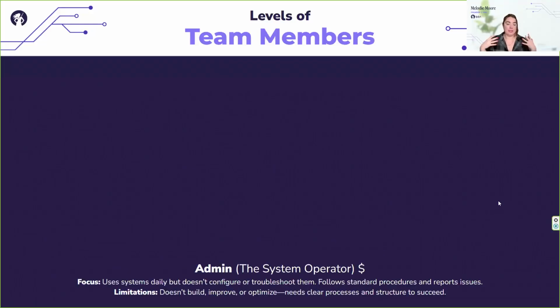We start off at the very basic level, which is an admin. This is someone that's a systems operator. They use systems daily, but they don't configure or troubleshoot them. So if they get a problem, they're probably just going to escalate that up to somebody else. They'll follow standard procedures and they'll report issues at that level. They don't build, improve, or optimize. They need clear process and structure to succeed.